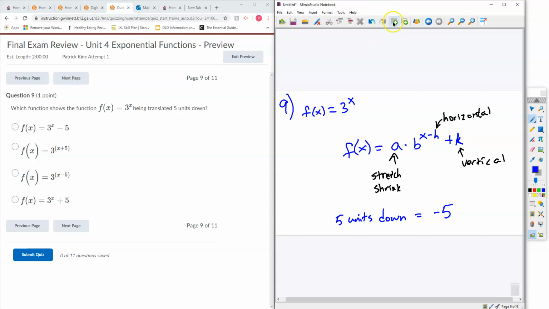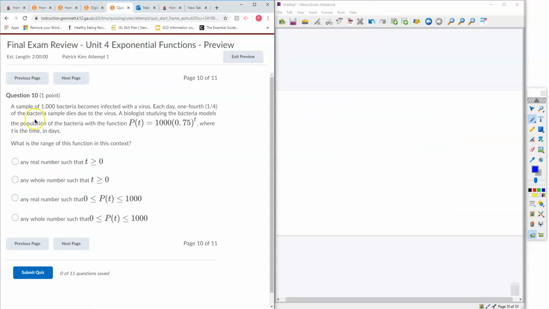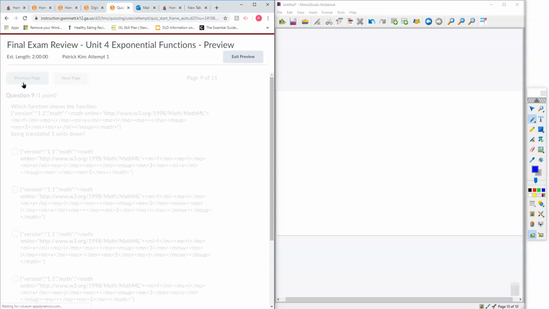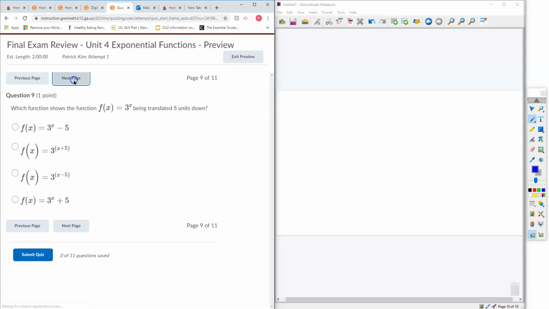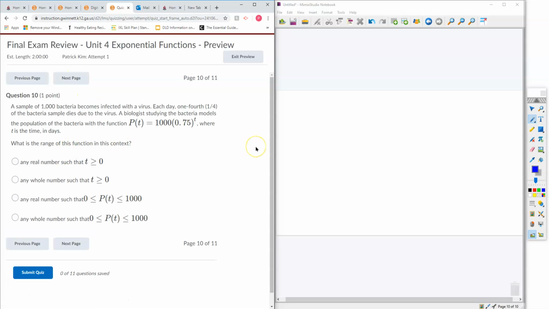Let's look at number 10. Same question as that bacteria question, number 8, I think. It's a little bit different. You have your equation. A sample of 1,000 bacteria become infected with a virus. Each day, 1/4 of the bacteria sample dies. So we're decreasing. So number 10, P of T equals 1,000 times 0.75 to the T power. The 1/4 is right here, this 0.75.